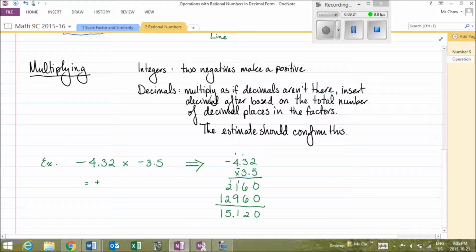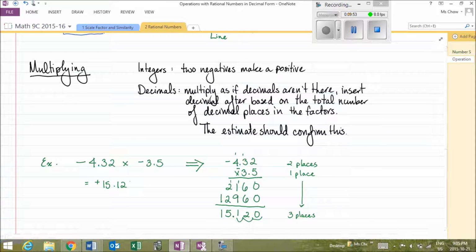Because I have 2 decimal places here in the first factor, 1 decimal place here, then the total is going to be 3 places in my product. So we can count 1, 2, 3 places. And again, we already know that it's positive because it's two negatives, negative times negative. So then that would be 15.120, or just 15.12, because we don't have to include the zeros on the right. Good.